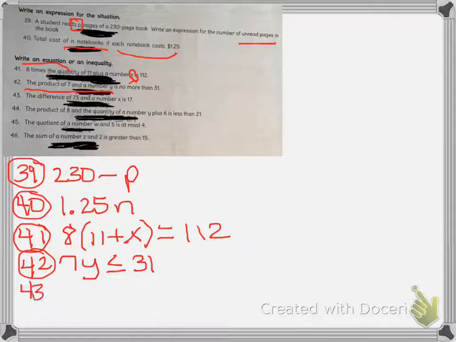Now reading 43. The difference, so subtraction, of 73 and a number x is 17. So difference, you notice we're going to write just as we talk, 73 minus a number x means equals 17.